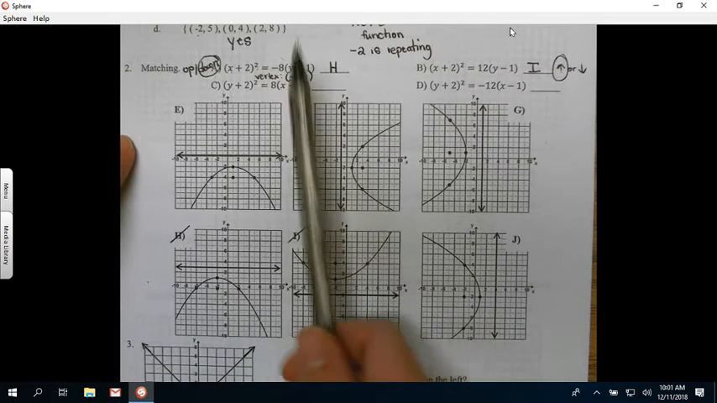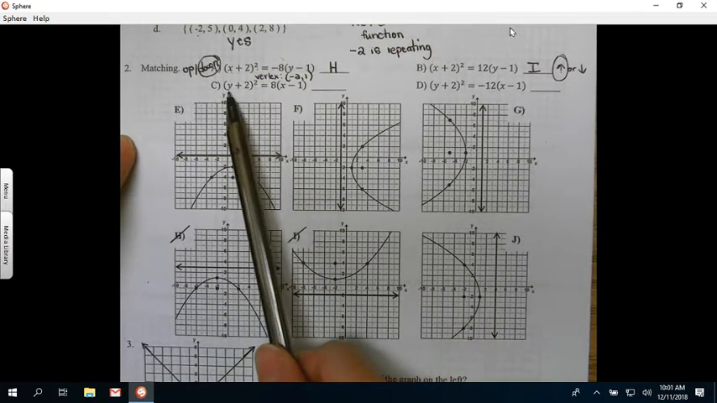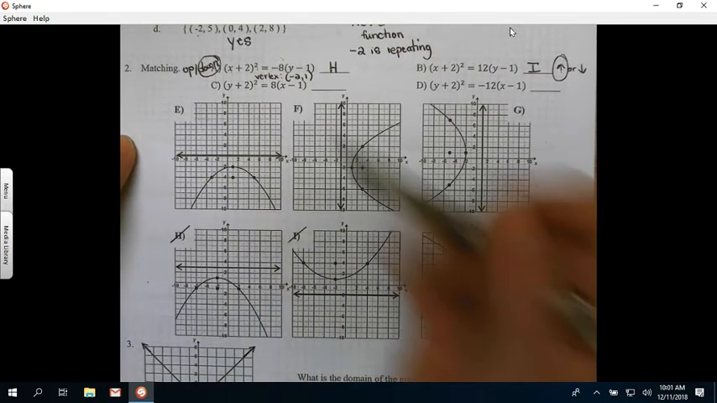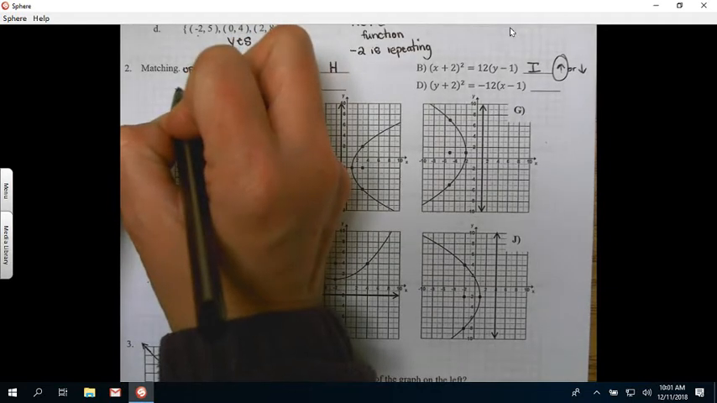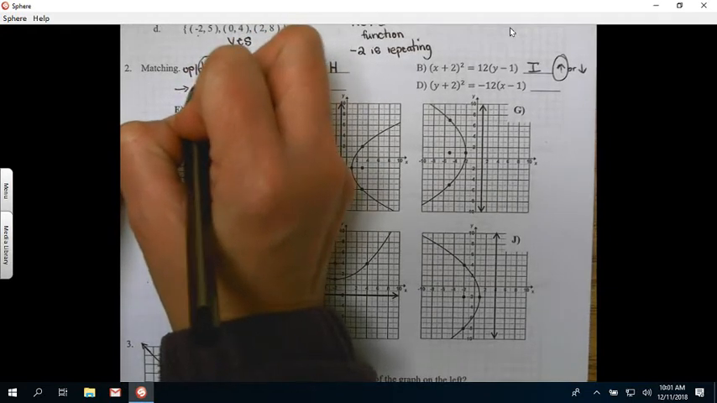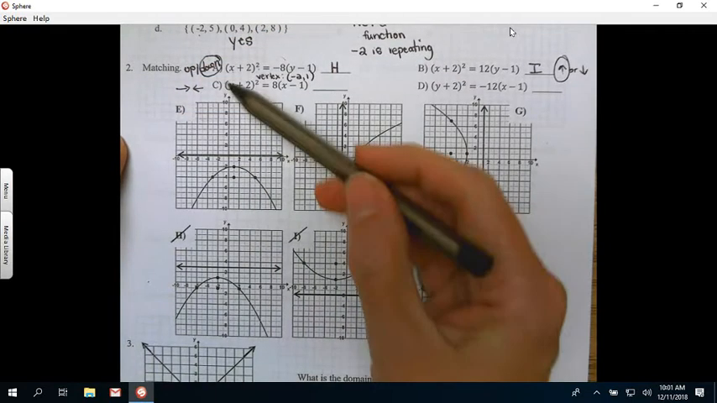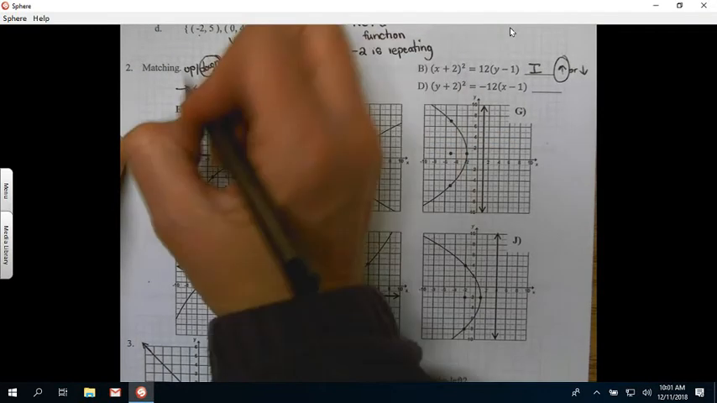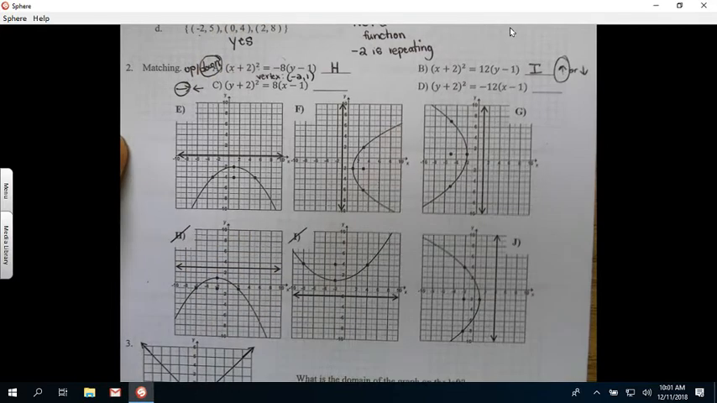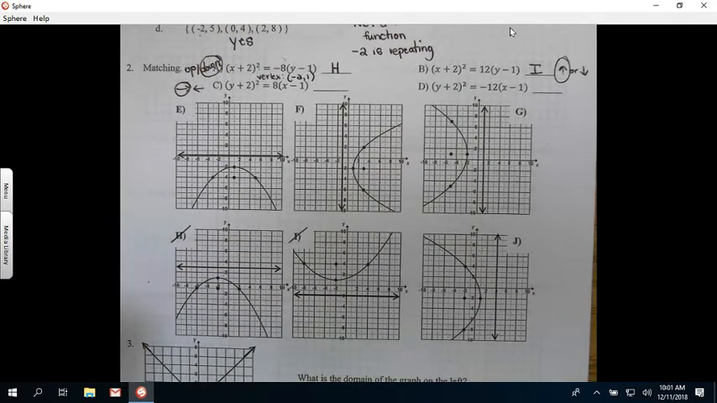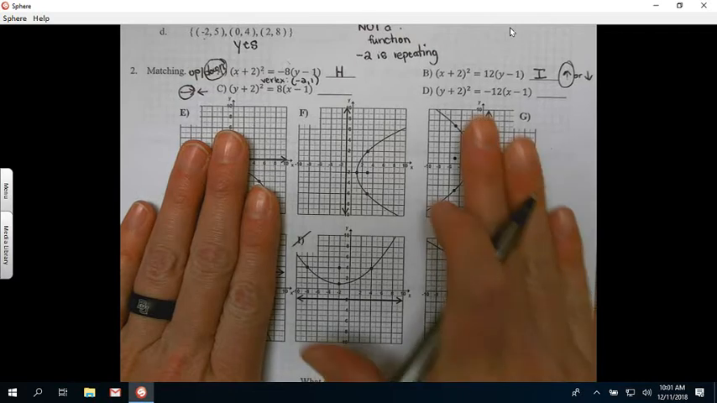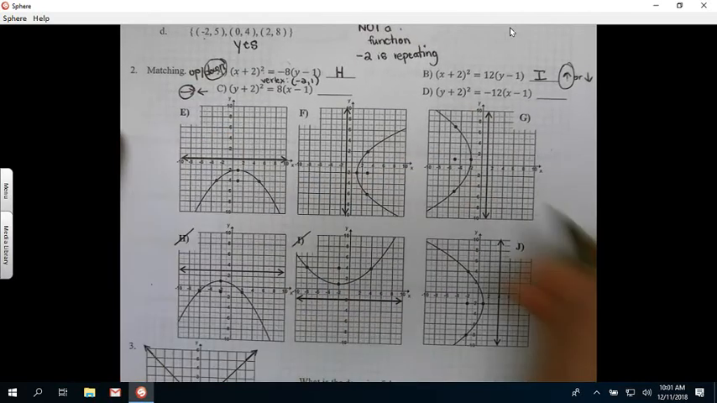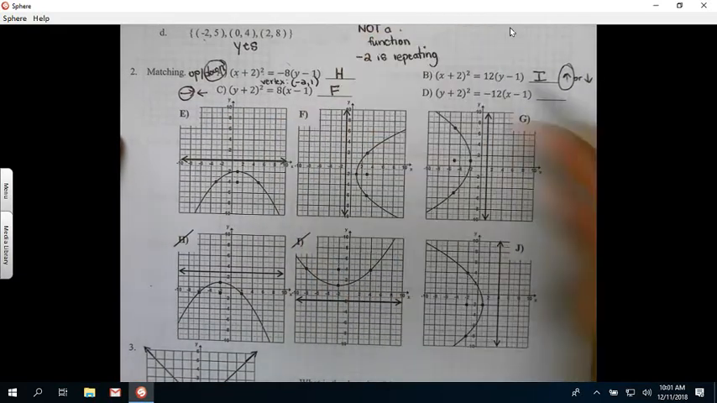On C, now that the squared has moved to the y, this is a left or right. To determine which one it is, I'm going to go over here again and look at the number that's in front of my parentheses. If it is positive, it's opening to the right. If it's negative, it's opening to the left. This one is opening to the right. Well, if I look, I only have 1 that's opening to the right, so we have F.